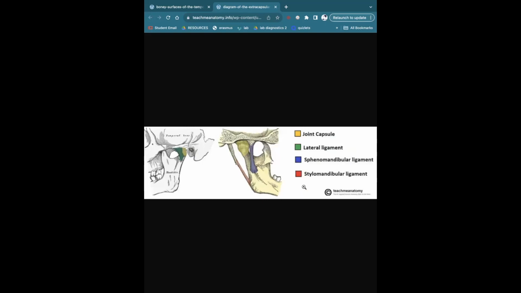Deal. And these four things you have to know about it. So we know the bones involved, we know the articular surfaces, we know the ligaments now, okay? Now we're going to speak about movements.